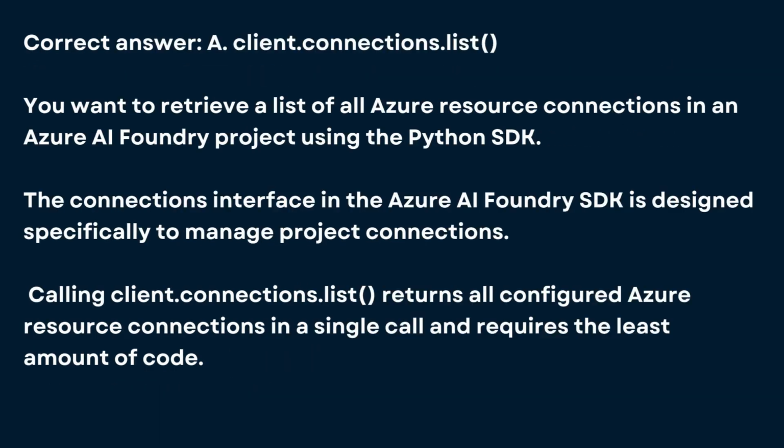The correct answer is Option A, client.connections.list. Here's why. The Connections interface in the Azure AI Foundry SDK is designed specifically to manage project connections. Calling connections.list returns all configured Azure resource connections in a single call, with the least amount of code.